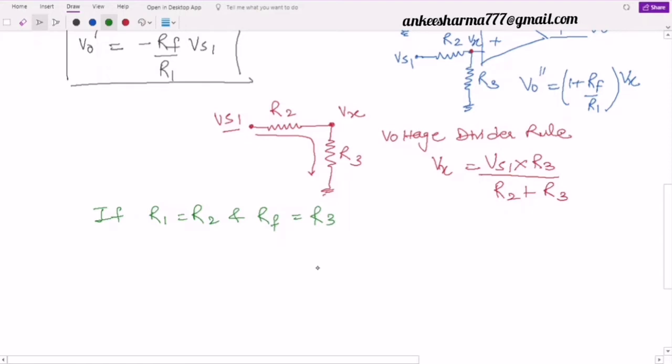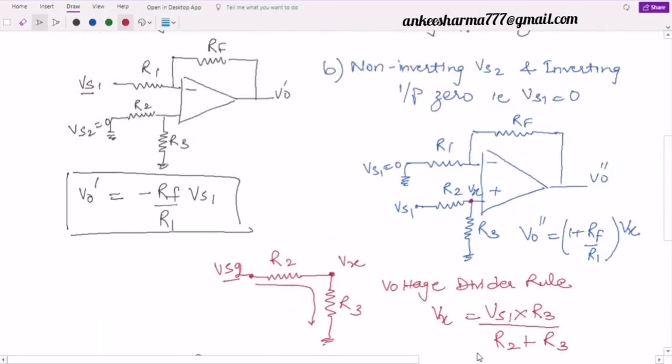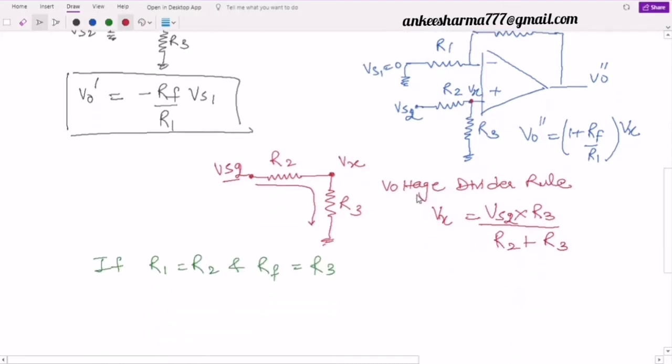Yes. Right, beta, this is Vs2. I'm sorry. Yes, you are right. This is Vs2 because I'm considering here the voltage Vs2. I have written it wrong. Vs1 is 0, but we are taking only Vs2, so this voltage is Vs2. Very right, beta. So definitely over here I'm going to change it again. This Vx will be equal to Vs2 into R3 upon R2 plus R3.